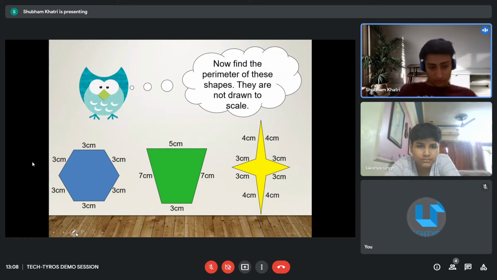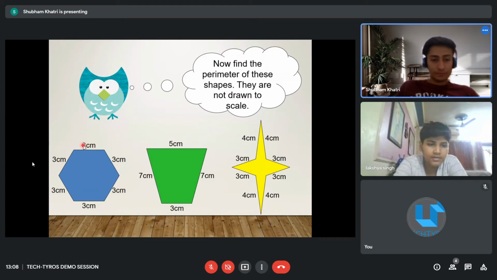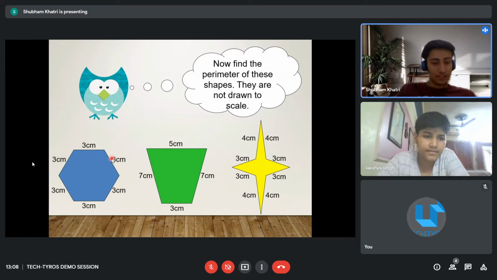Can you tell me, Laksh? Sir, it will be of the pentagon. Yeah, it will be 3 plus 3 plus 3. So let's count together. 3 plus 3, 6. 6 plus 3, 9. 9 plus 3, 12. 12 plus 3, 15. And 15 plus 3, 18. So let's see, is it 18? Because you counted along with me. If it is right, you are going on a right track, son. Let's see. Wow, it is 18.